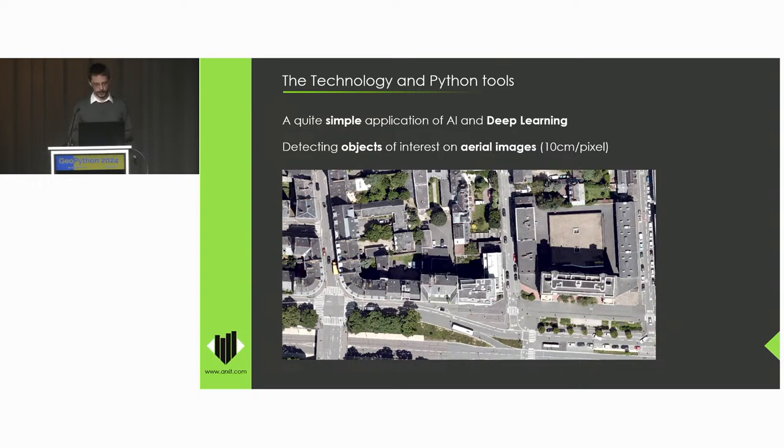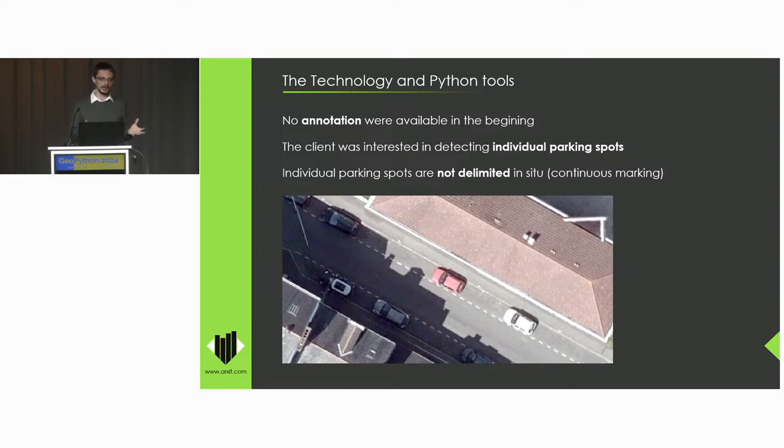It followed that the client's needs can be reduced, to some degree, to a simple object detection problem using AI, and more specifically, I will talk about this in more detail later on, an instance segmentation problem. In the beginning, the client had no annotations whatsoever, no idea where the parking spots were located on this territory. So we had no geographical layer which we could use to build a training corpus. The annotation was on our side, and it was a complicated case because the client was not interested in the parking area, but in the individual parking spot.